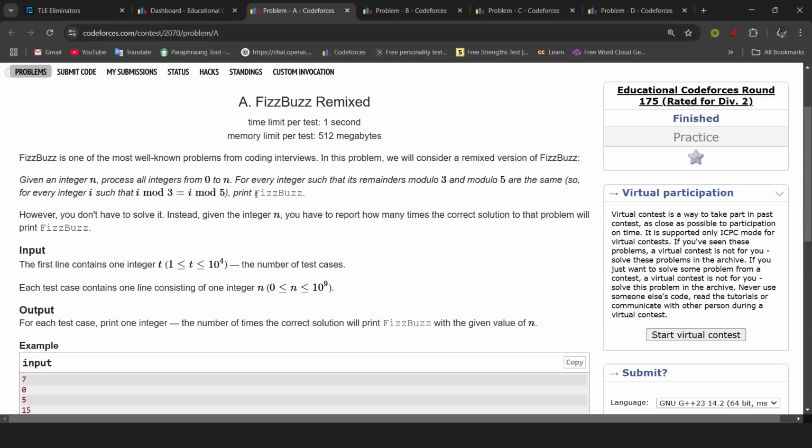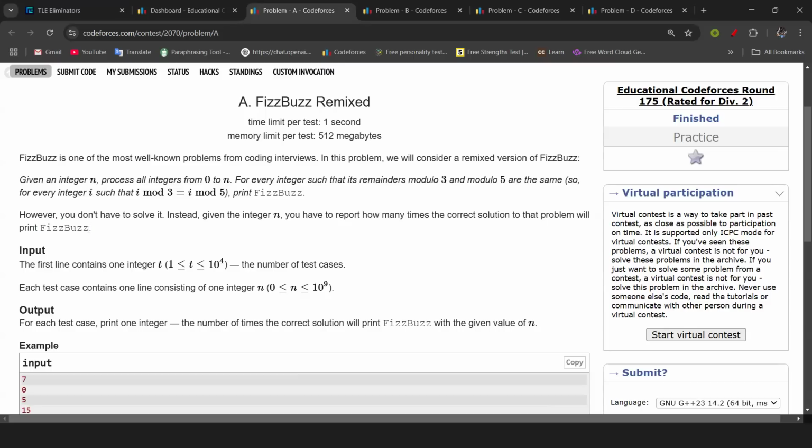So this problem states that if you are given an integer n, then from 0 up till n, for every integer i you would check if i mod 3 is equal to i mod 5. Then you would print FizzBuzz. If it is not, then you won't print. Now you don't need to solve that, but what you need to solve is: given an integer n, report how many times the correct solution to that problem will print FizzBuzz.